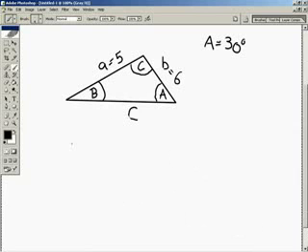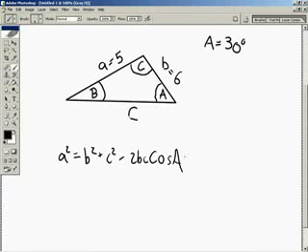But hey. Okay. So as I was saying, a squared equals b squared plus c squared minus 2bc cosine of A. Now, I'm going to erase this angle here because for all I know the angle won't work. C can be 4. And now we've got a 4, 5, 6 triangle. And that's not a right triangle.